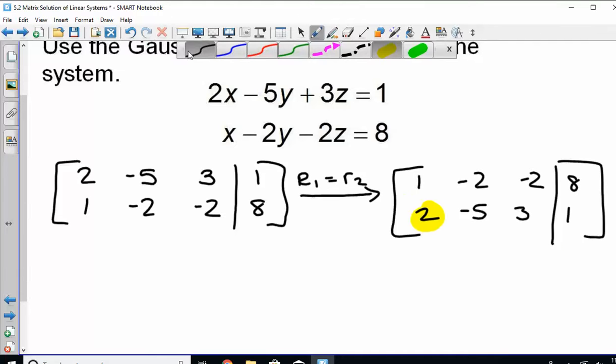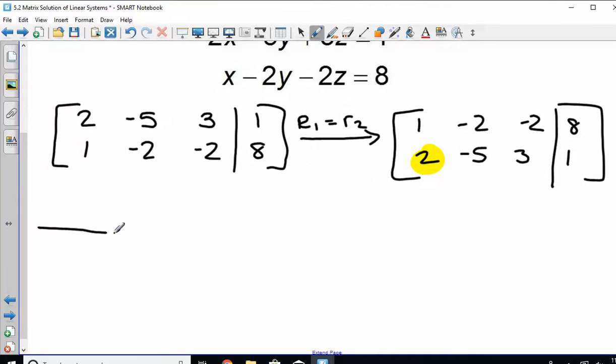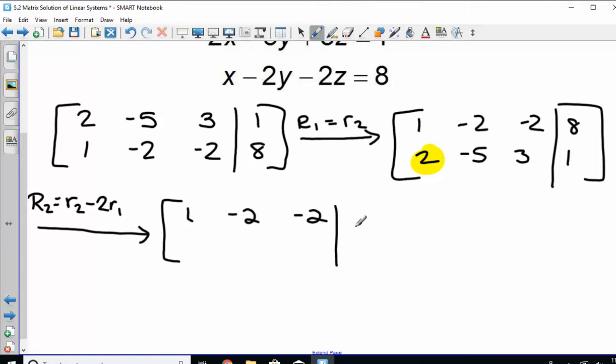So that's currently a 2. In order to get a 0, I am changing row 2. So row 2 equals row 2. It's a positive 2, so we will subtract 2 of row 1. So 2 minus 2 is 0. -5 minus 2 times -2. That'd be -5 plus 4, so -1. 3 minus 2 times -2.